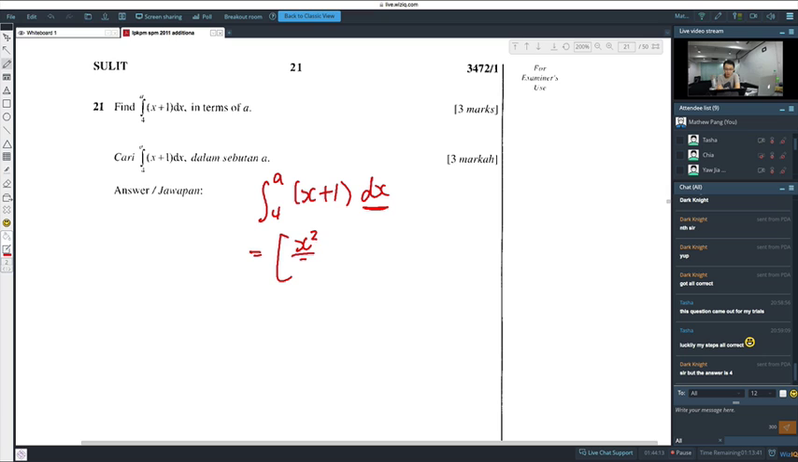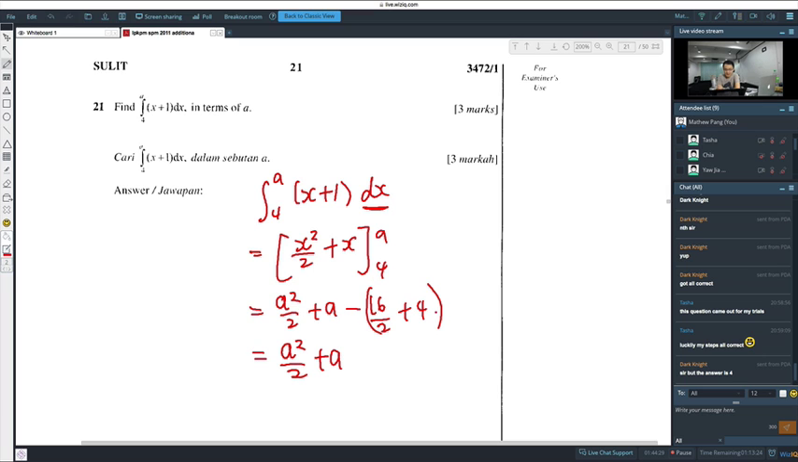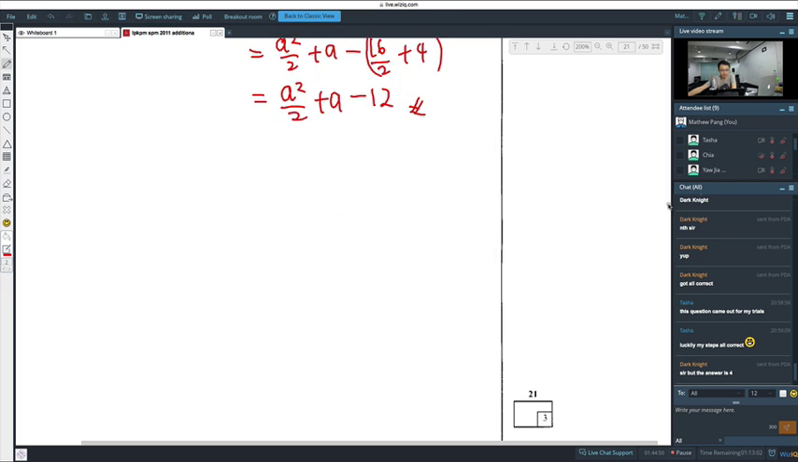This is x squared over 2 plus x. And then I have a and 4, so we substitute a into here. It is a squared over 2 plus a, minus 16 over 2 plus 4. And then I solve this one. a squared over 2 plus a, minus 8 plus 4, which is 12. Minus 12. Done. Just like this. I think I don't make any mistake. Yeah, this 3 mark question is very easy. If you know about integration, it's a bonus mark question.